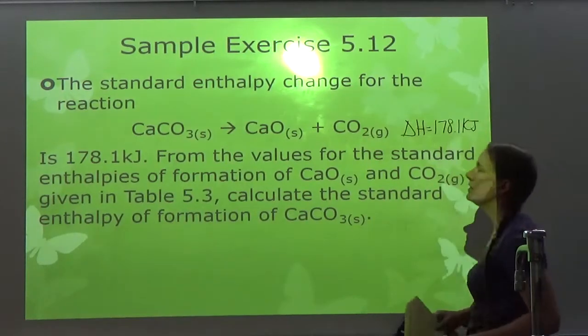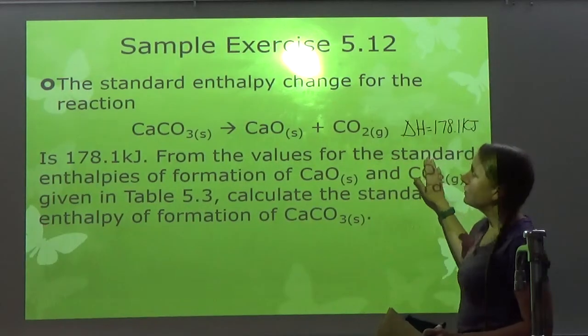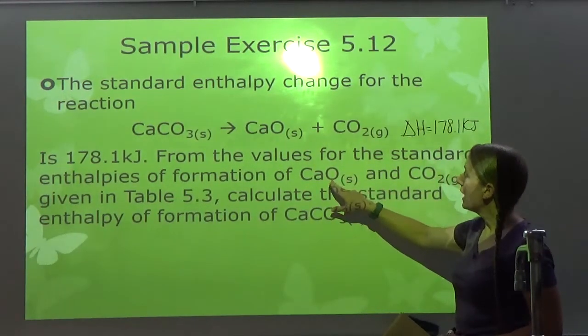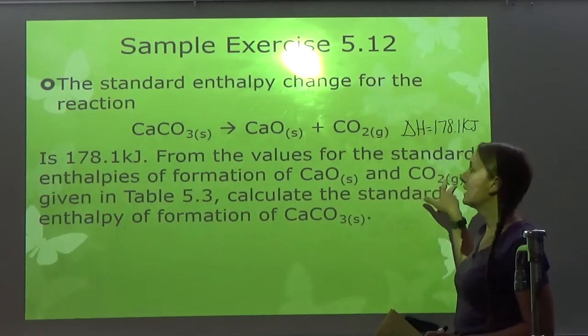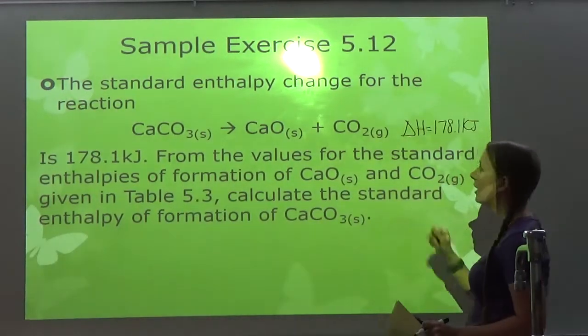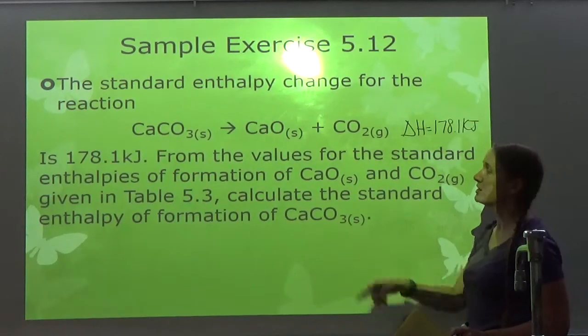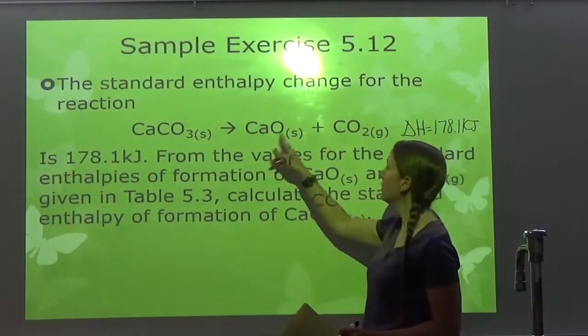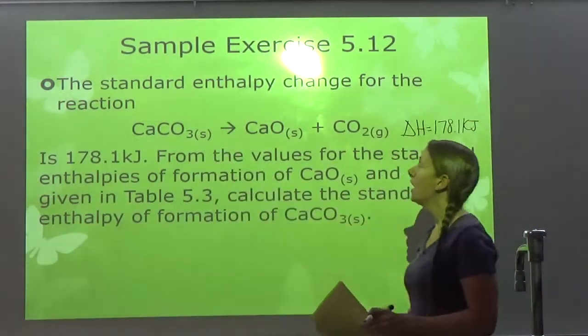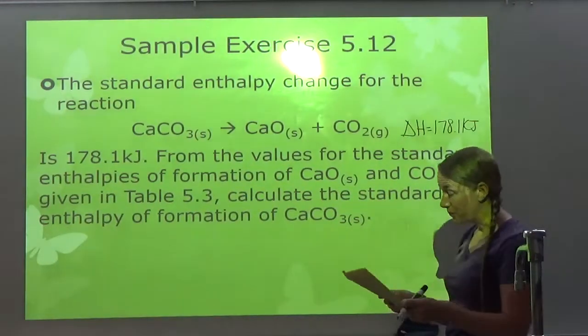So it gave me the delta H. From the values for the standard enthalpies of formation of calcium oxide and carbon dioxide gas, given in table 5.3, calculate the standard enthalpy of formation of calcium carbonate. Okay, so in other words, we know these two, we're looking for this one. Alright, so let's go ahead and write what we know.